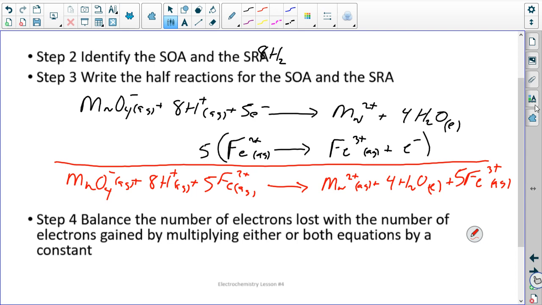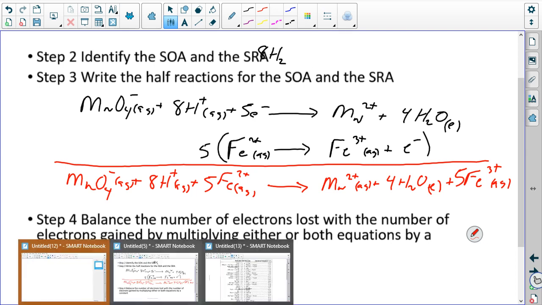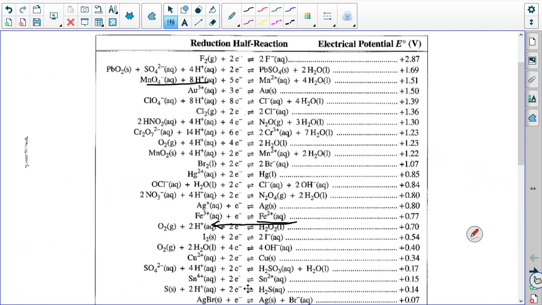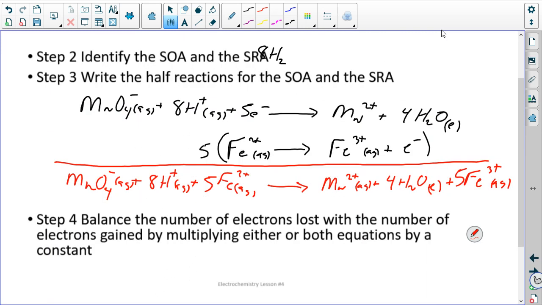Step 5, predict our spontaneity. Well, let's go back to my chart. My OA is up here. My RA is down here. Is that a spontaneous reaction? Yes, it is. So to indicate that it's a spontaneous reaction, I'm just going to write spontaneous. You can also indicate it in other ways, but that's the easiest way.